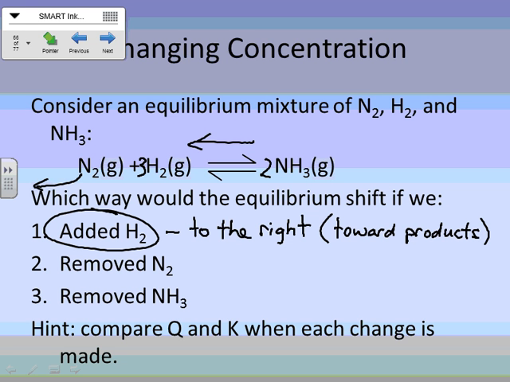So the equilibrium is going to shift to the left, okay? If we remove the N2. To the left, or again, towards reactants.